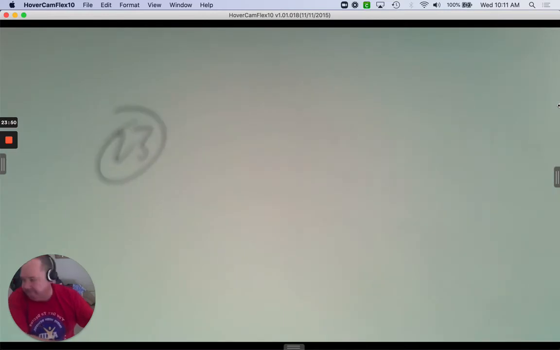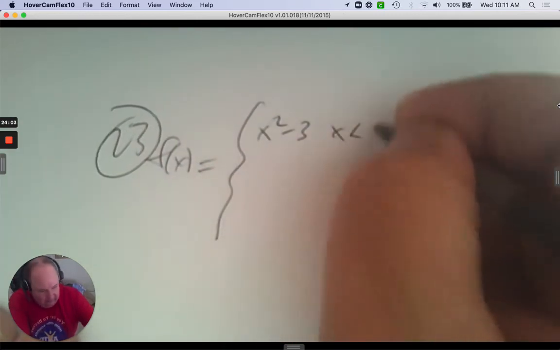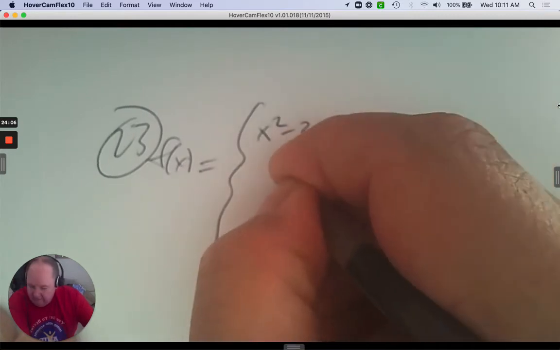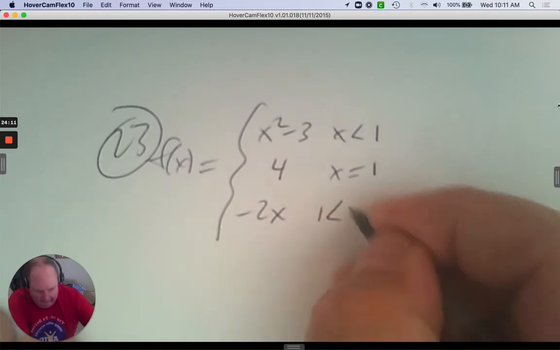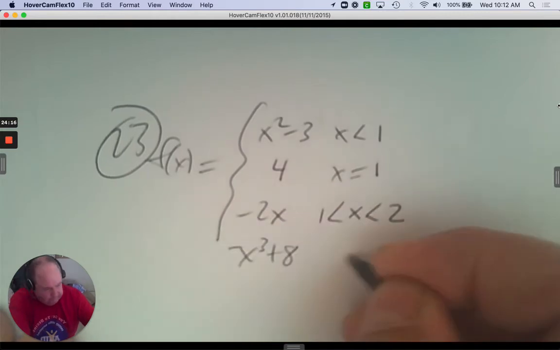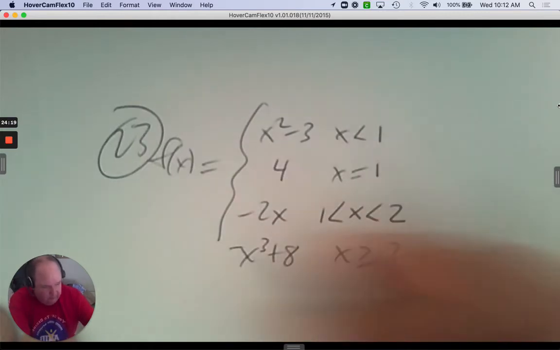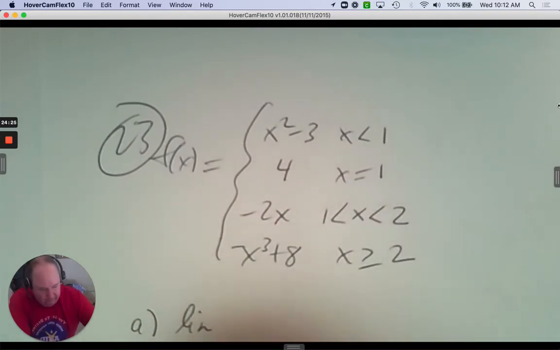23. We're almost there. Oh boy, there's like a lot of pieces to this. Okay, 23. It says f of x equals, and there are 4 pieces. We have x squared subtract 3 when x is smaller than 1, 4 when x is equal to 1, negative 2x between 1 and 2, and negative x cubed plus 8 when x is greater than or equal to 2. And then part A says, what's the limit as x approaches 1?